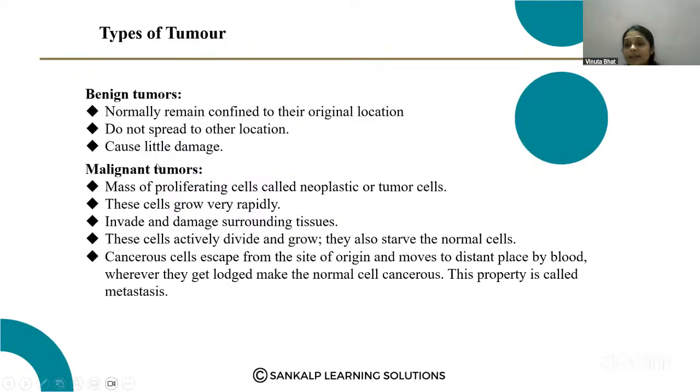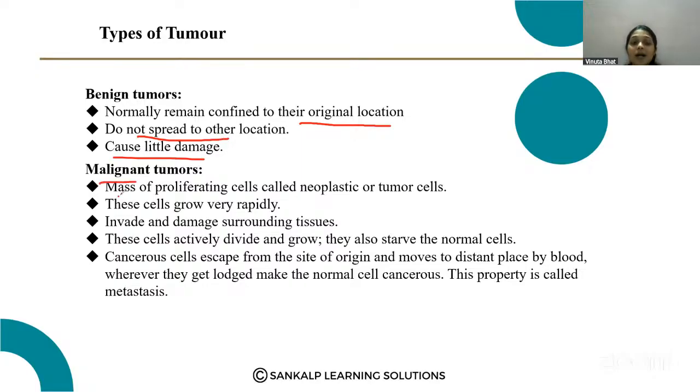There are mainly two types of tumors. The first one is the benign tumor and the second one is the malignant tumor. So what is a benign tumor and what is a malignant tumor? A benign tumor normally remains confined to its original location, does not spread to other locations, and causes little damage. That is not so serious.